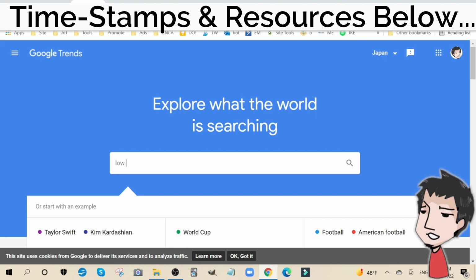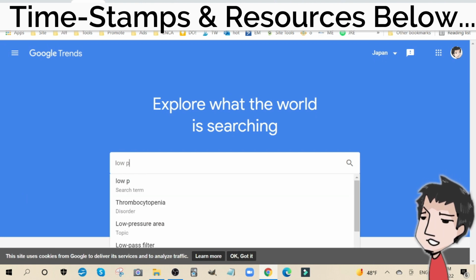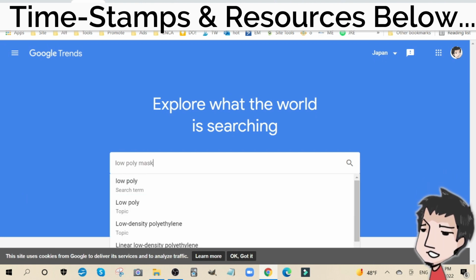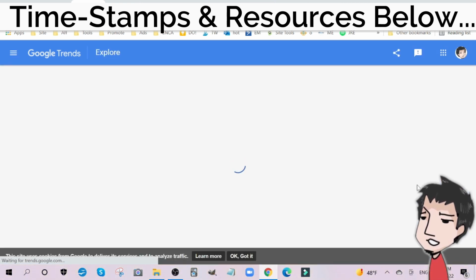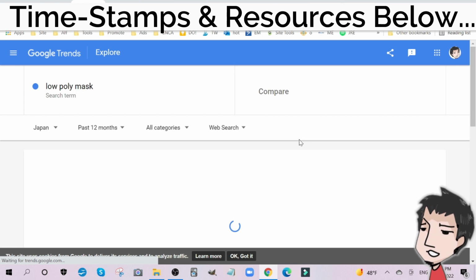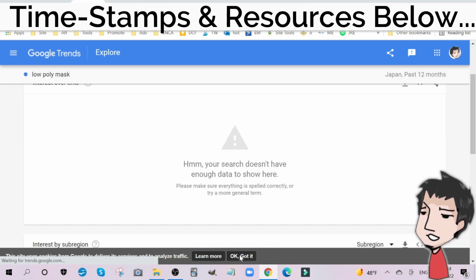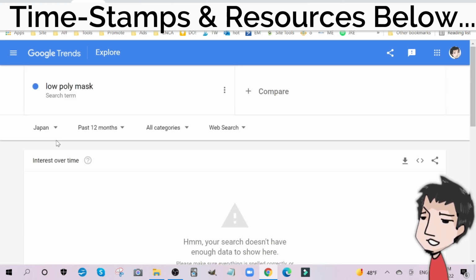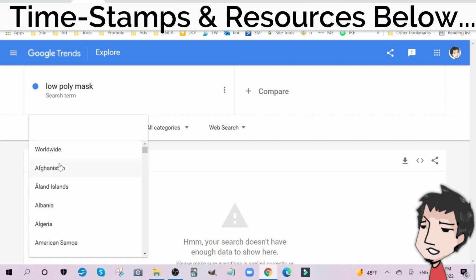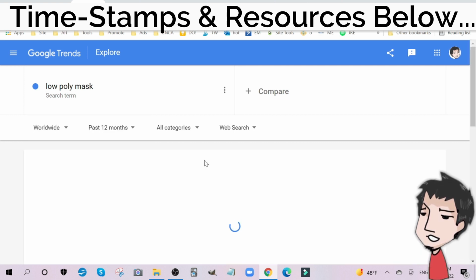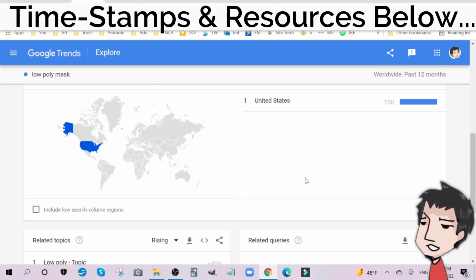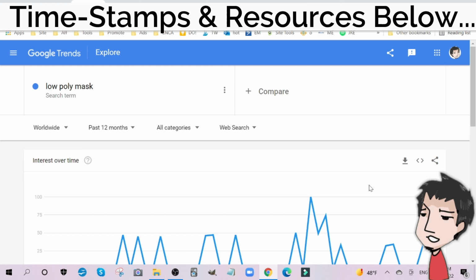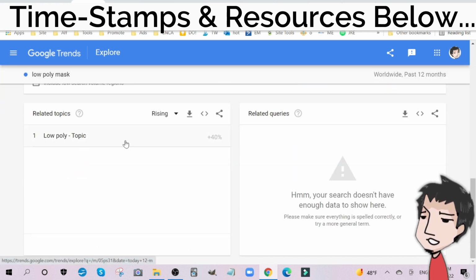Let's do that now. Low poly mask. Okay, now Google Trends doesn't give you the search volume. It just gives you an interest level, okay? Okay, I got it. So this is Japan. I want to do worldwide, right? Because okay, now we have a better understanding. So there isn't much in the way of low poly mask.